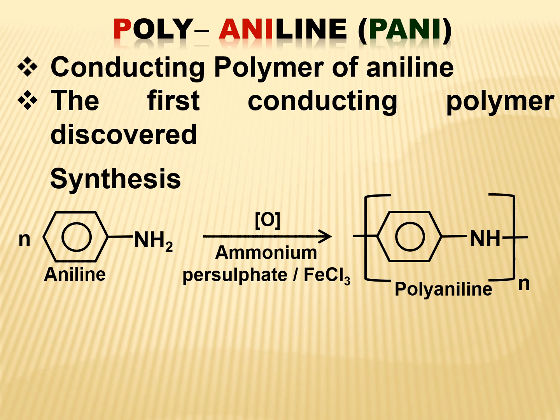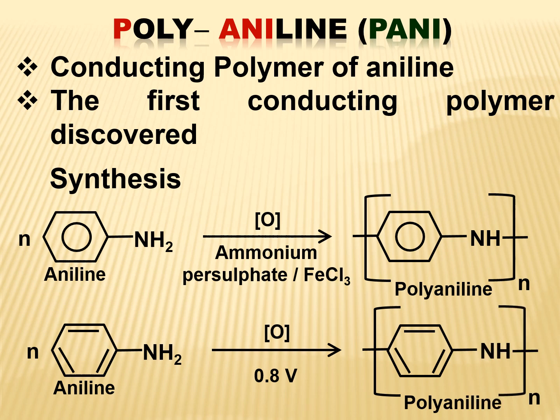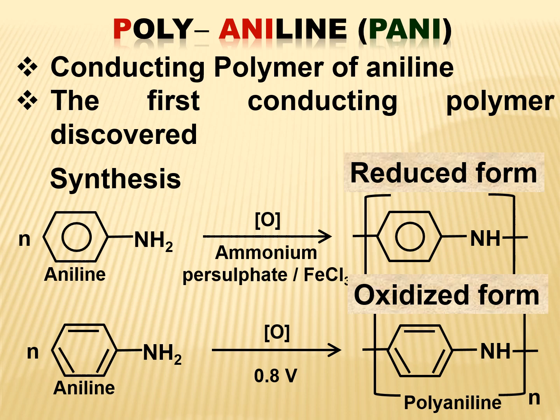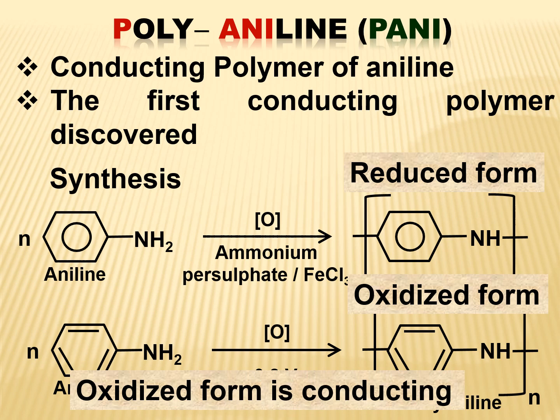Another method, instead of adding chemicals, you do the same process by passing electricity. That is called the electrochemical method. Aniline, when you pass electricity, polymerizes and gives polyaniline. Now in the chemical method, the polyaniline that is formed is in the reduced stage, whereas in the electrochemical method the polyaniline formed is in the oxidized stage, and the oxidized state of polyaniline is conducting in nature. So this is how polyaniline can be synthesized.